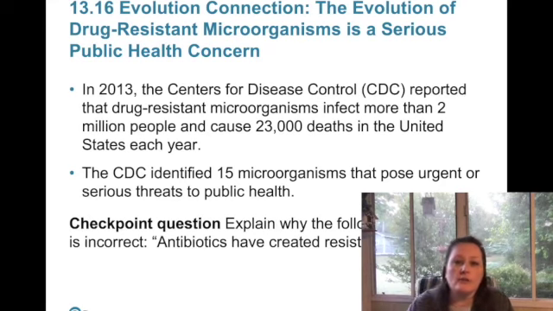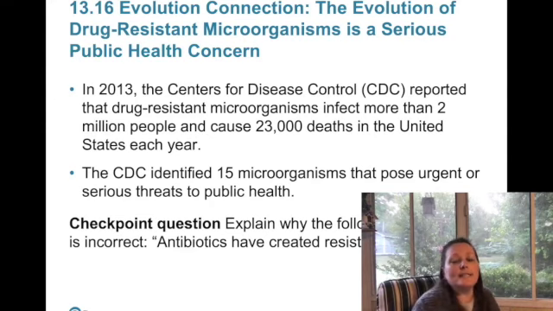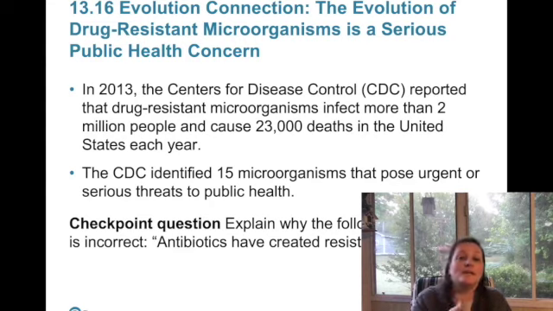Now, 2013, I really do wish this brand new book had more updated things than 7 years ago, but whatever. 2013, the CDC reported drug-resistant microorganisms infect more than 2 million people and cause 23,000 deaths in the US every year. They have also identified 15 microorganisms that pose urgent or serious threats to public health. The next slide, I'm going to show you a picture of something that's concerning, just so you know.